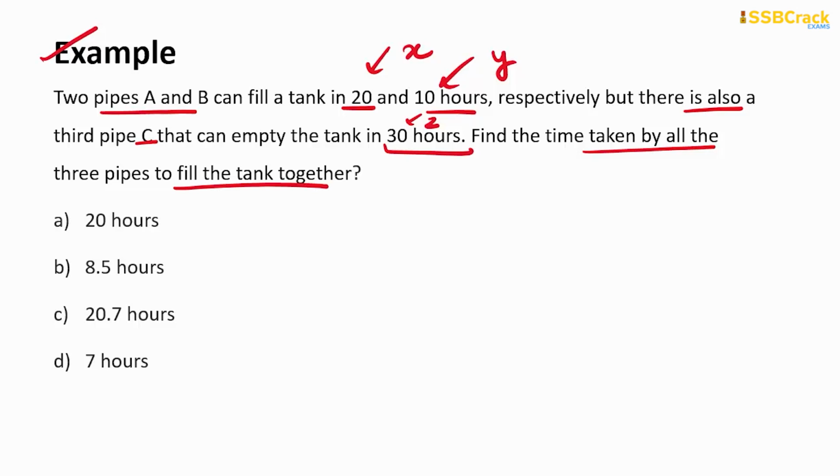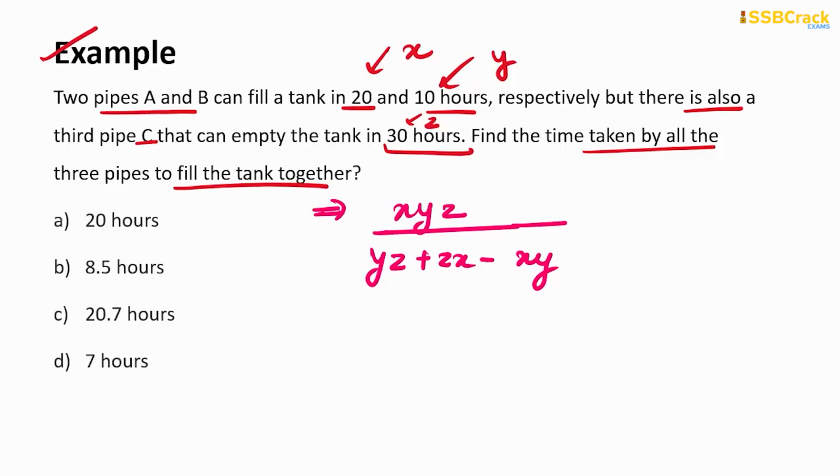So this is equal to xyz divided by yz plus zx minus xy. Because our third pipe is an outlet pipe, in that case we have to take the negative sign in the multiplication of the time periods of the other two pipes, right? So always remember this thing if you don't remember the formula correctly.